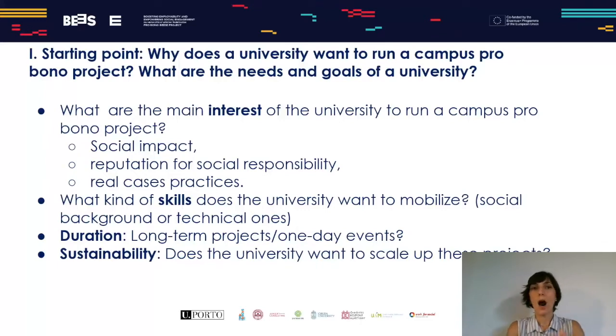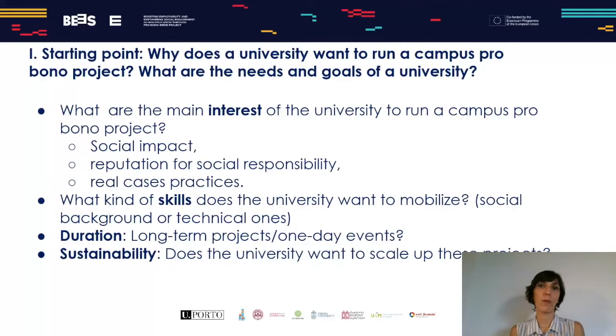In this sense, are these interests related to social impact? Is it because they want to involve their students in more civic engagement actions and to have a real impact in their communities? Or is it because they want to communicate these activities externally and to gain reputation for social responsibility? Or is it because the university wants to offer their students more real cases practices to complement their theoretical knowledge through pro bono?